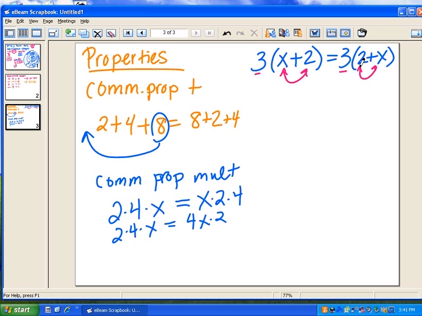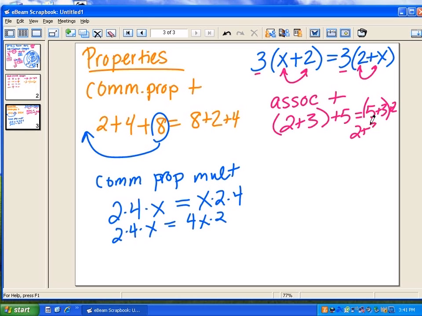If you want to see the associative property of addition, you would do something like 2 plus 3 plus 5 is equal to 5 plus 3 plus 2. And your parentheses change spots. The numbers that you add together change spots. Usually this would be like this, where the parentheses change spots. But it could be something like this as well. Okay?